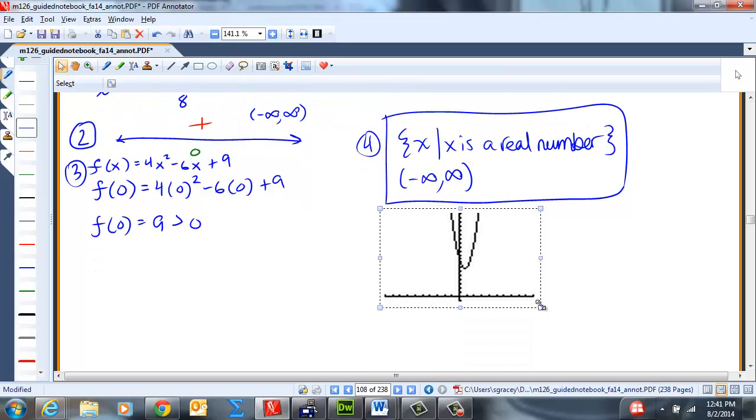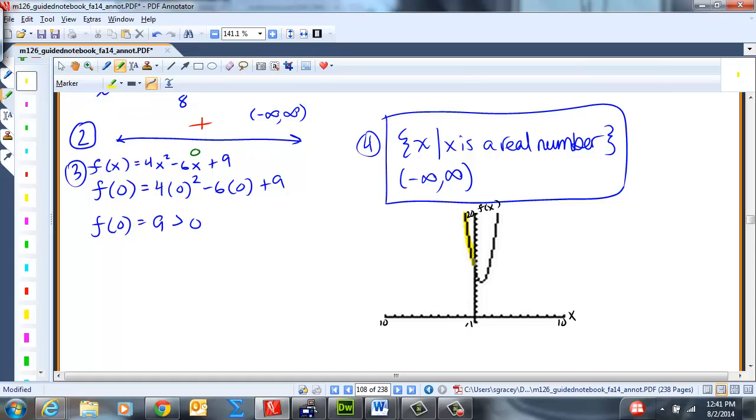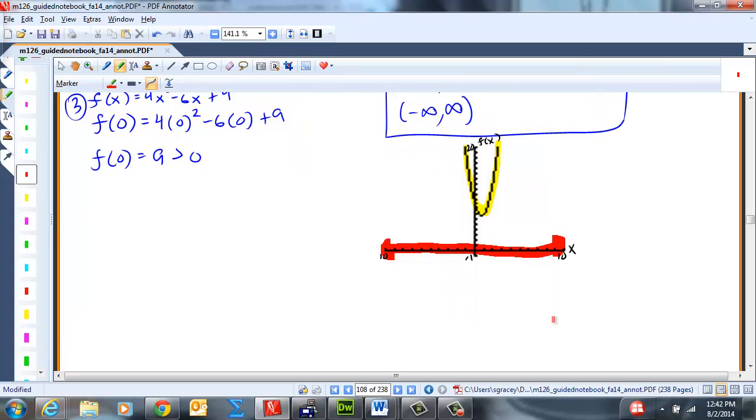So we will have this situation. And this is our f at x, and this is x. So all of these y values are positive. So the whole real line is going to be the solutions. Isn't that cool? All right, so believe it or not, that wraps it up for this lesson here.